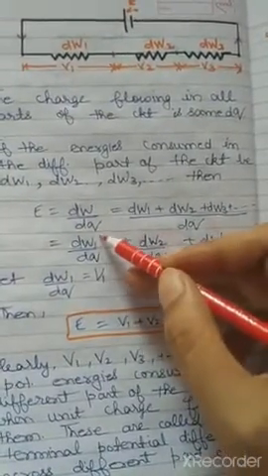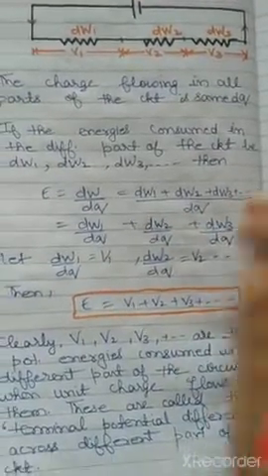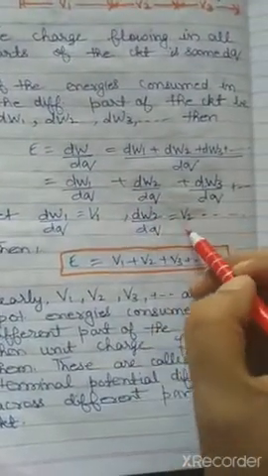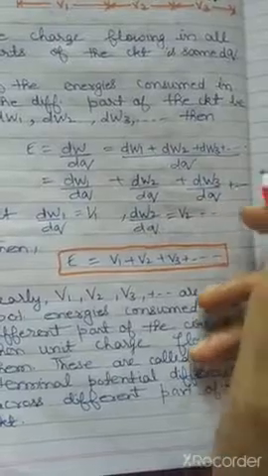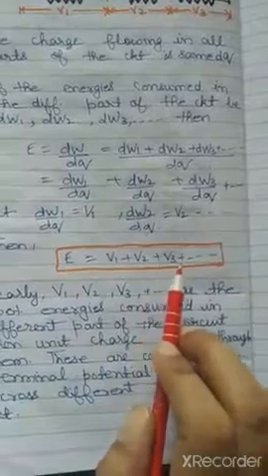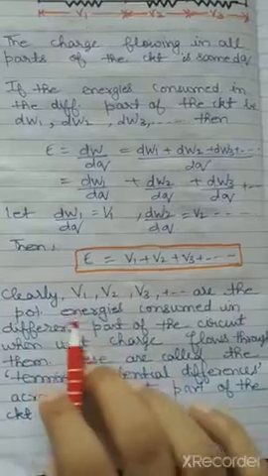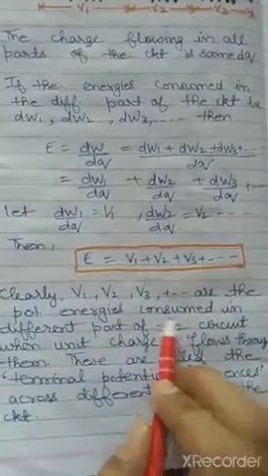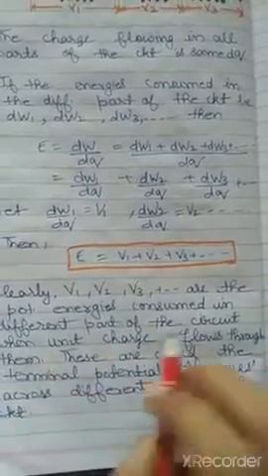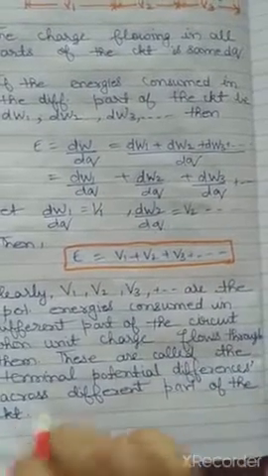So we can write this as dW1 by dQ plus dW2 by dQ plus dW3 by dQ plus so on. Now dW1 by dQ will be your V1, dW2 by dQ will be your V2, and dW3 by dQ will be equal to V3. So E will become equal to V1 plus V2 plus V3 plus so on. So we can say that V1, V2, V3 are the potential energies consumed in different parts of the circuit when unit charge flows through them, and these are called the terminal potential differences across different parts of the circuit.